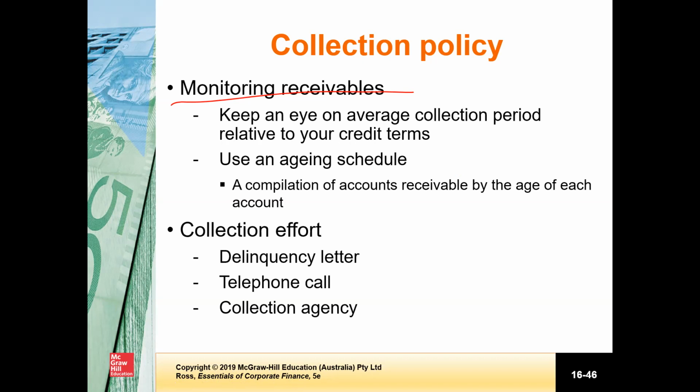And last of all is collection effort. A firm usually goes through the following sequence of procedures for customers whose payments are overdue. For example, it sends out a delinquency letter informing the customer of the overdue status of the account. It makes a telephone call to the customer. It employs a collection agency. And perhaps finally, it takes legal action against the customer. At times, a firm refuses to grant additional credit to customers until arrears are cleared up.